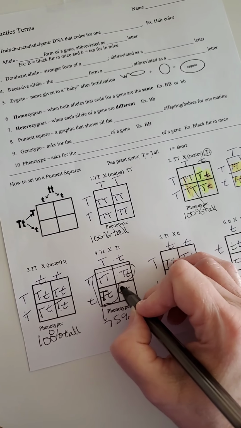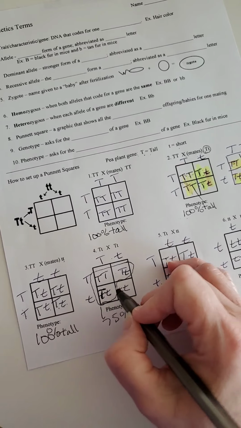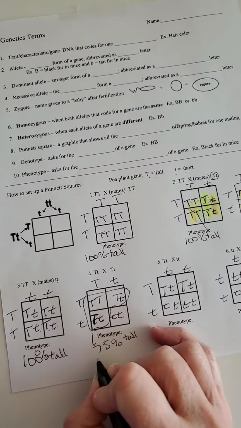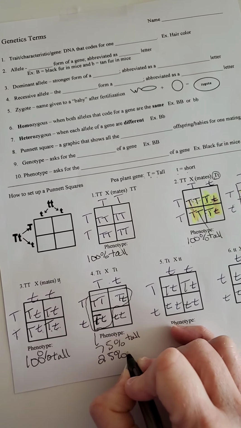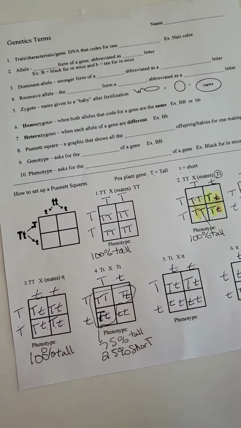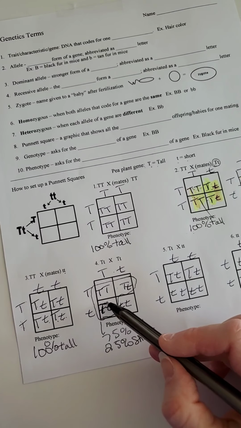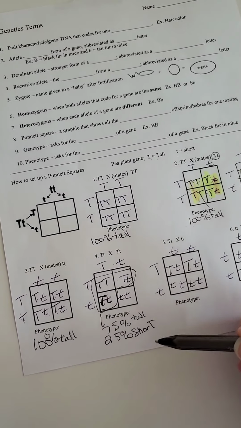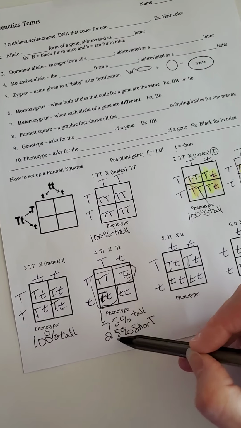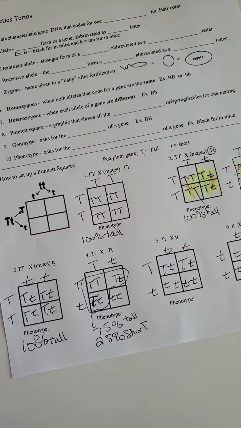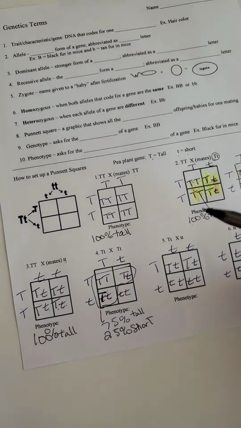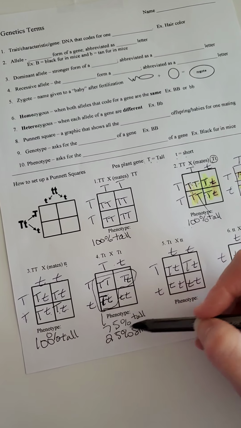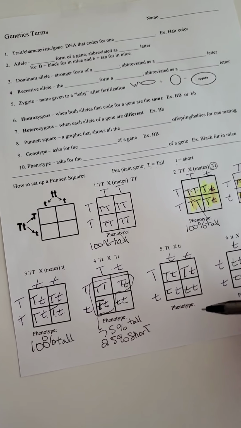Well, there's 1 quarter here, or 1 box that says little t, little t. What does the little t stand for? Short. So that is 25% are short. Okay, so 75% are tall, 25% are short. So this is what's meant by the phenotype, the physical description of what the babies are going to look like. And Gregor Mendel actually did this. He did 3,000 plants and he worked all this stuff out to look at the babies.